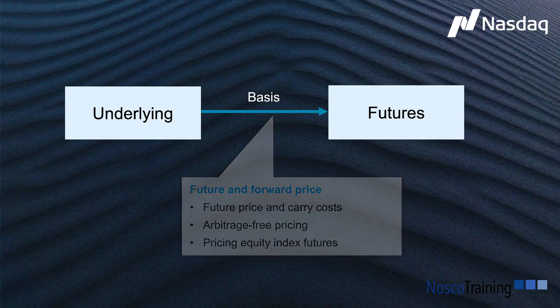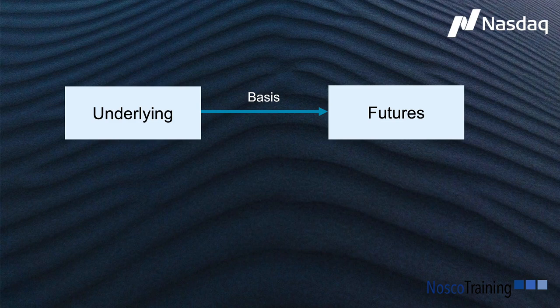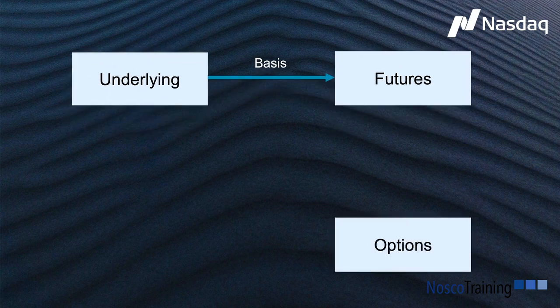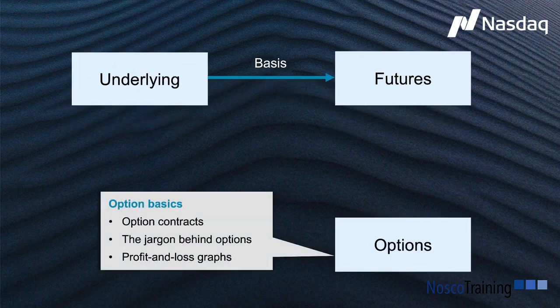Futures are very useful because they isolate the risk of the underlying and make this risk tradable as a separate financial instrument. However, futures have their limitations because they cannot break up the underlying risk into an upside and a downside component. For that, we need options. In a first step, we formally introduce option contracts and explain the related jargon.